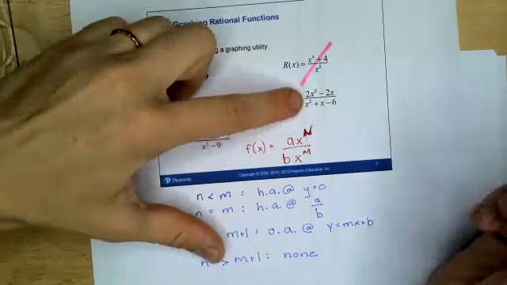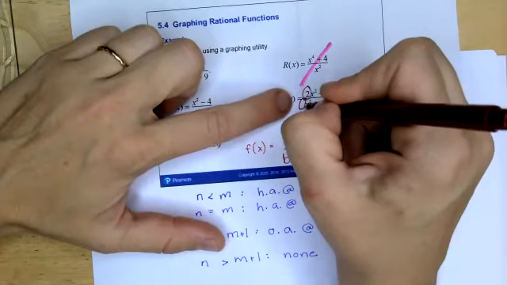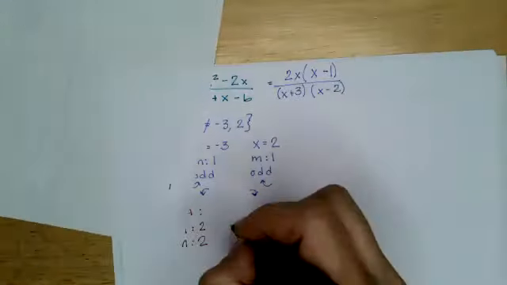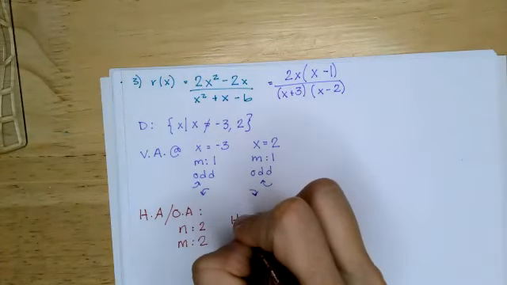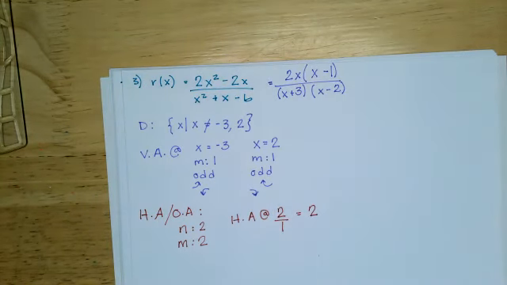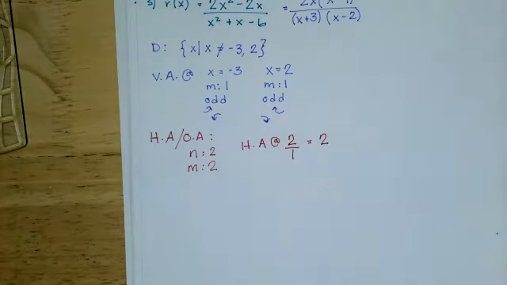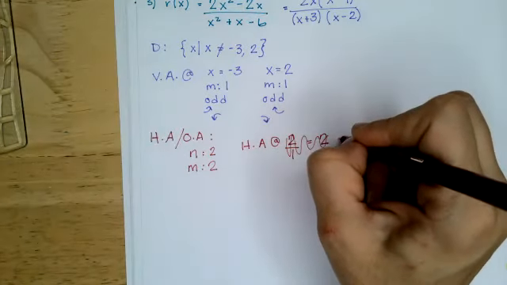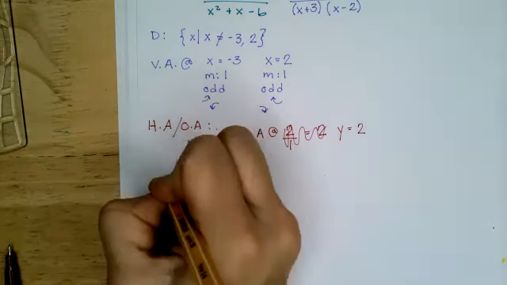And again, we're looking at this one, right? So the leading coefficient is 2 of the numerator and the leading coefficient is 1 of the denominator. So 2 over 1 is 2. So we have a horizontal asymptote at 2, because we are looking at the degree of the numerator and the degree of the denominator, and they are the same. Good. Sorry, it has to be y equals 2. So the line y equals 2.